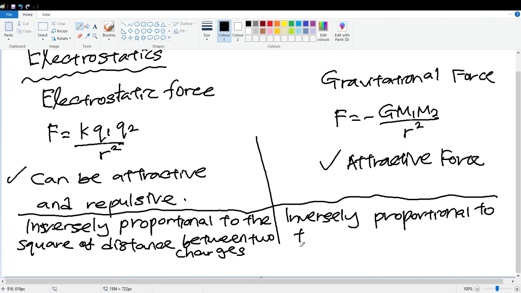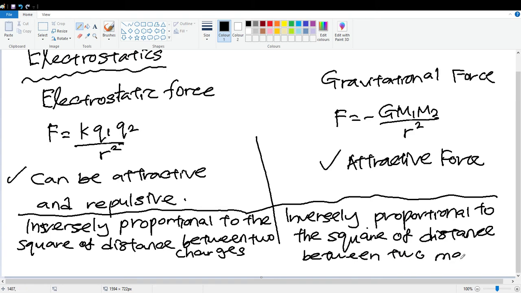inversely proportional to the square of the distance between two masses. So the difference is that one of them is concerned about charges, and the other is concerned about masses. So that's the difference between the electrostatic force and gravitational force.